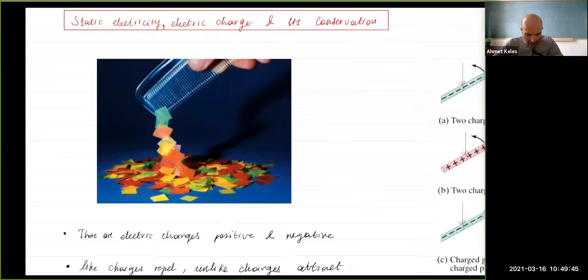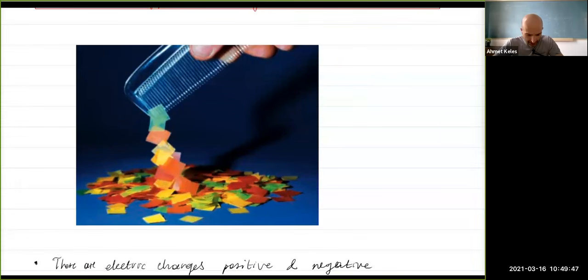So if you use a somewhat different material than the plastic comb, let's say a glass rod, and you rub it on a fabric, or if you have hair, you can rub it on your hair and then bring it close, you'll see it also attracts.